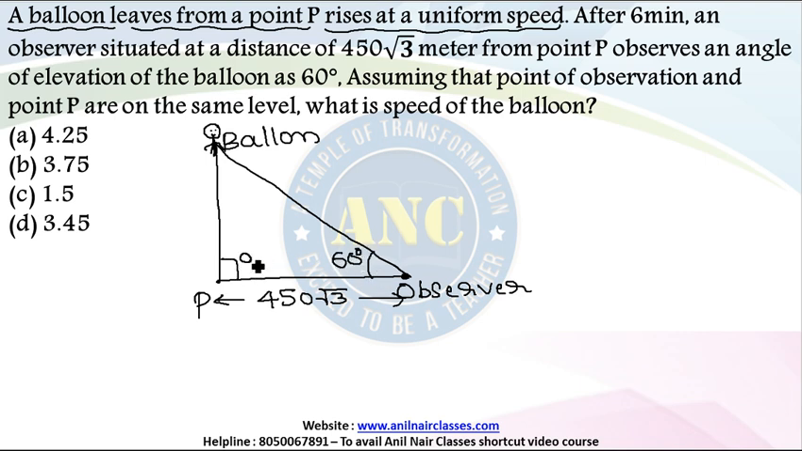If this is 60, this is 90. Assuming that the point of observation and point P are on the same level, what is the speed of the balloon? They are asking you to find the speed of the balloon. Now, same logic, sir. Speed is nothing but distance by time. That means distance is the distance traveled from point P till this point Q. If I call this Q, it is the distance traveled from P to Q divided by the time taken from P to Q. But the time taken from P to Q is given in the question as 6 minutes. After 6 minutes, the observer will see the angle of elevation as 60 degrees from the observation point.